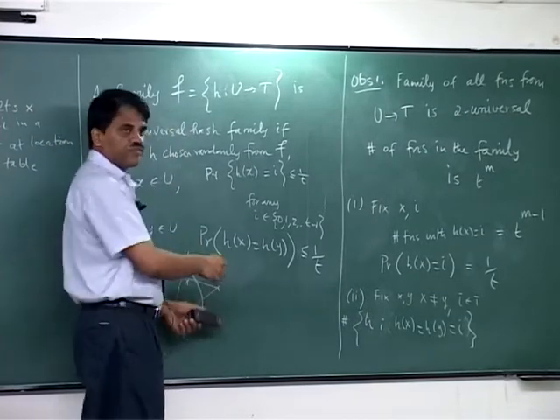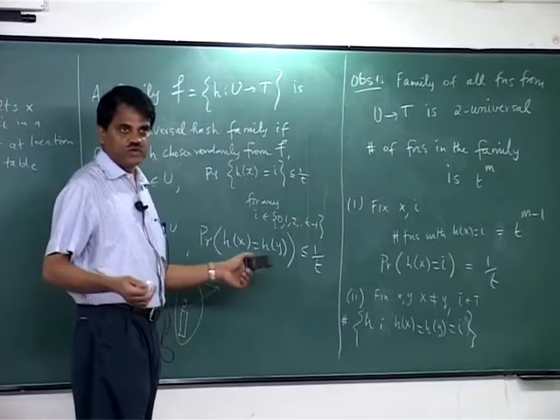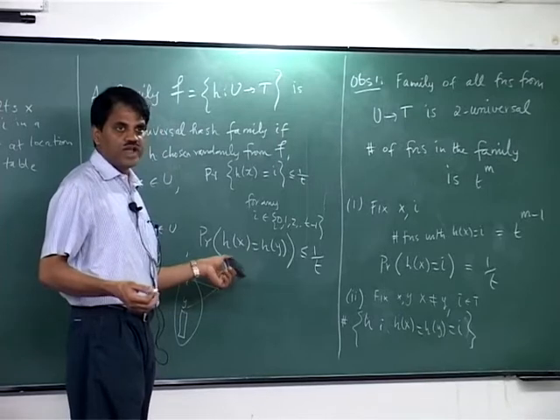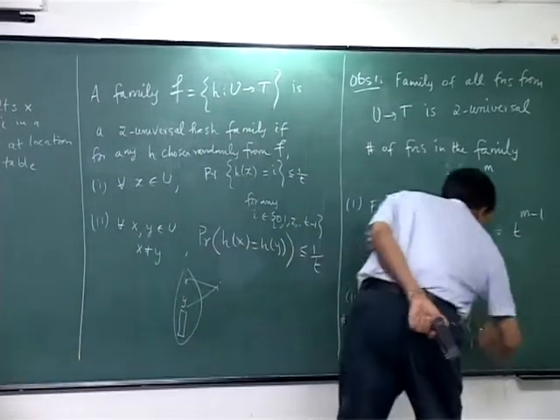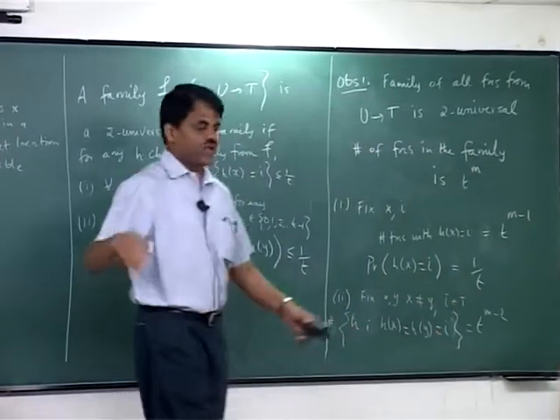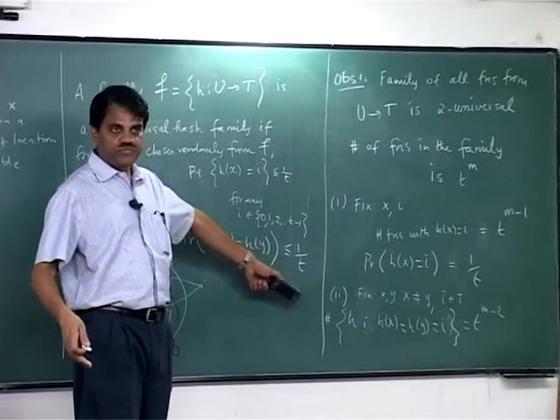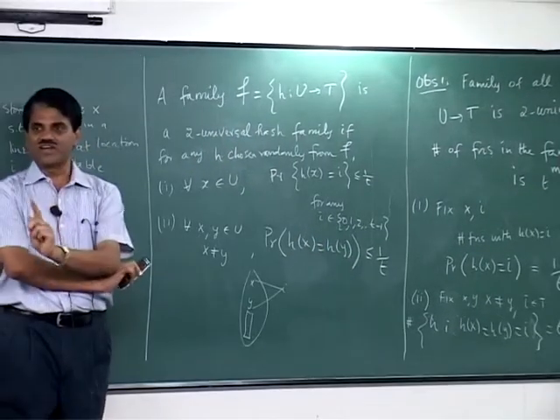For a fixed i. For a different i, another t power m minus 2. I am looking for how many of them will have h of x equal to h of y. So, t into t power m minus 2. So that's again 1 by t. T to the m minus 1 functions. Worry about independence here. Okay.